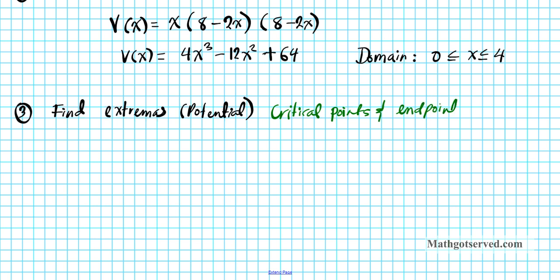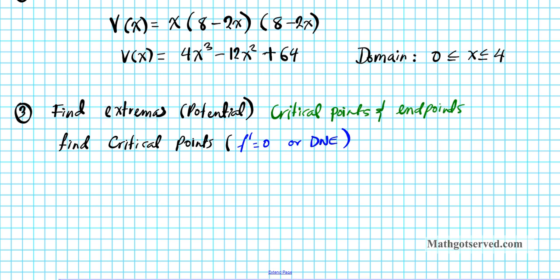Why are we looking at endpoints here? Because you notice that our domain is a closed interval, so those are going to be candidates for consideration in the maximum value. All right, so let's start off by finding the critical points first. What on earth are critical points? Those are the points where the derivative, where f prime is equal to 0 or DNE. In this case, we're going to be looking at v prime.